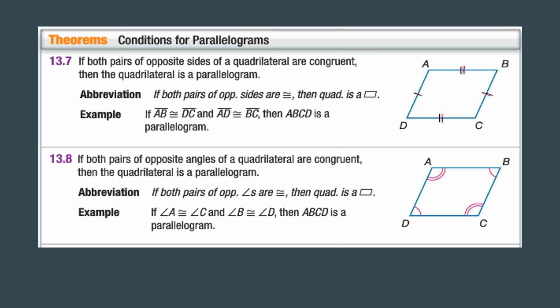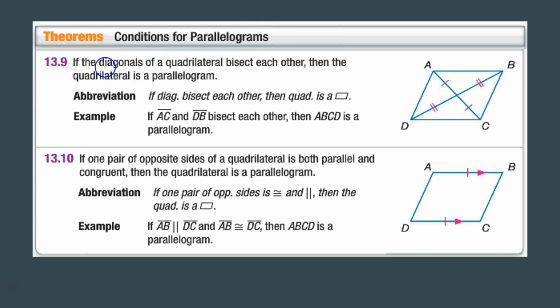If both pairs of opposite angles of a quadrilateral are congruent, then the quadrilateral is a parallelogram. So here we can see that angle D is congruent with angle B, and angle A is congruent with angle C. Because of that, we know that ABCD is a parallelogram. Notice this is just the reverse from our last video. We're saying if we know these things, then we can say it's a parallelogram, versus saying it's a parallelogram because of these things.